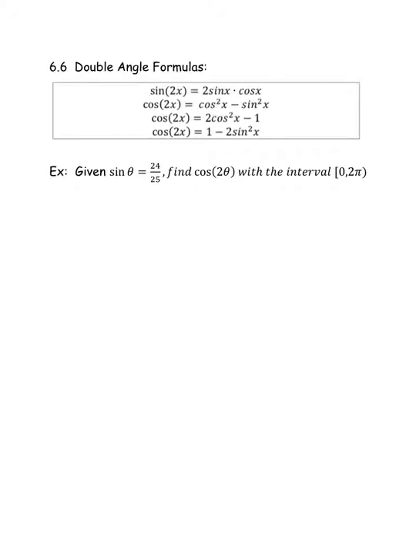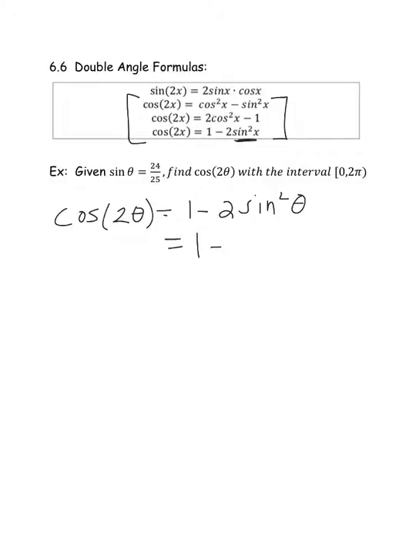Now I need to use my double angle formula. So I'm given sine theta and I need to find cosine theta. So looking at our double angle formulas, because I'm given sine, I'm going to use this equation that has a sine in it. So my cosine of 2 theta, I'm going to replace that with 1 minus 2 times sine squared theta. And using substitution here, that would be 2 times sine, but sine is equal to 24/25. So that goes in and is squared.